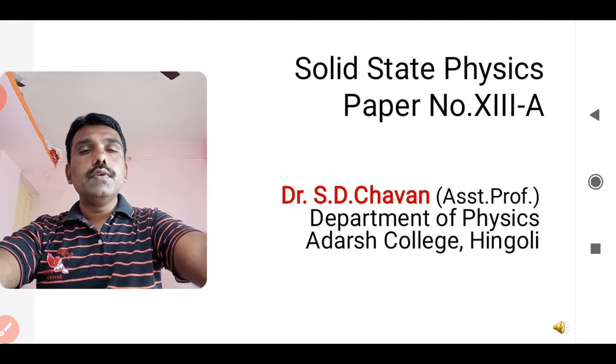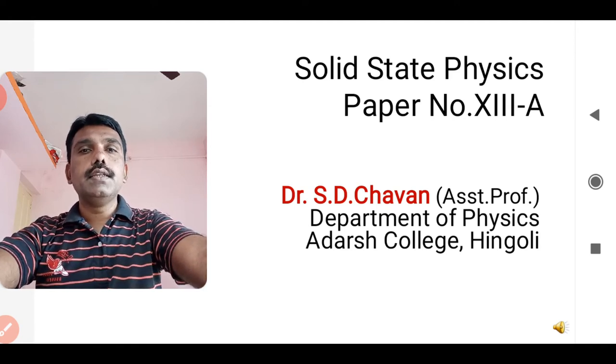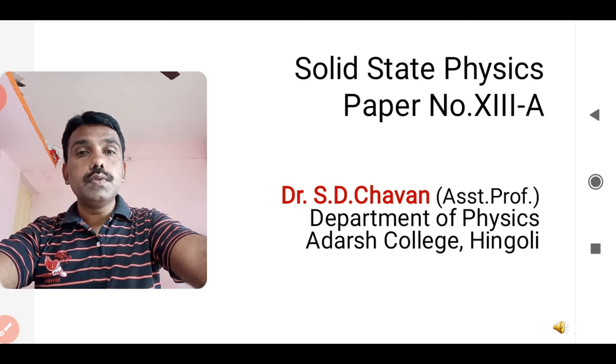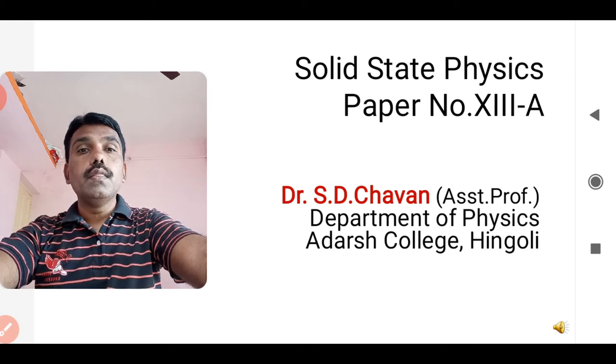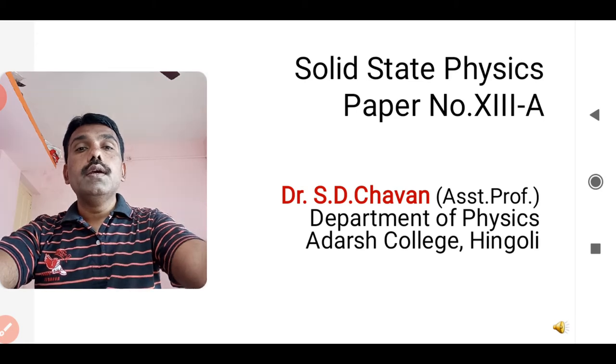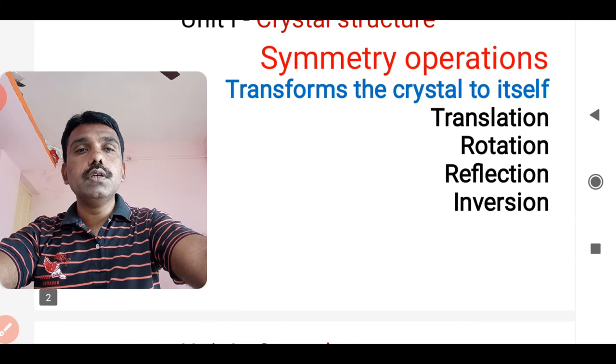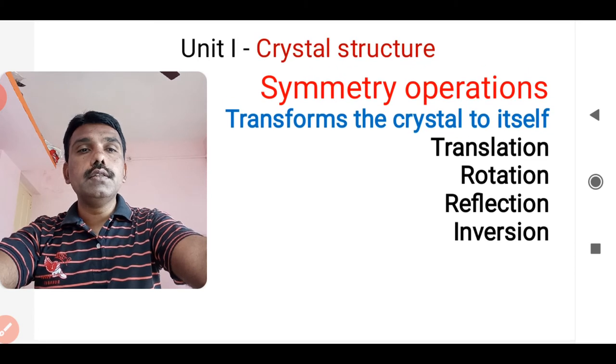In the previous session we saw what exactly the symmetry operations are and how, whatever the lattice is, it has some symmetry that is followed around one point. Now let's see what we have seen, and today what we are going to see regarding the next point.